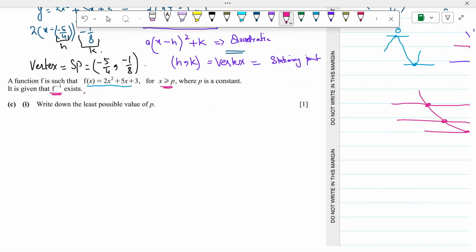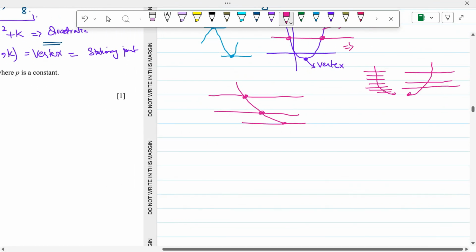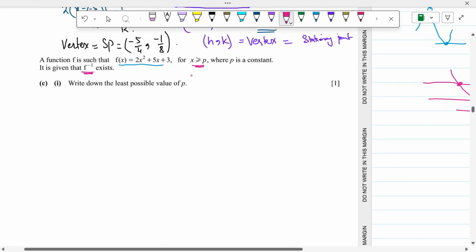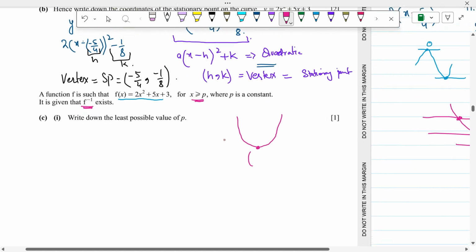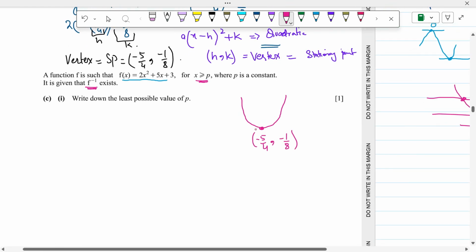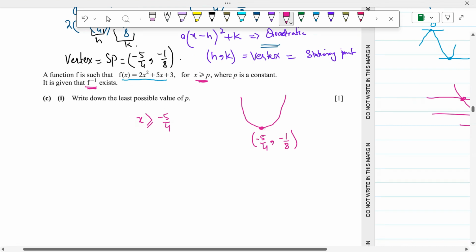The condition for the existence of the inverse function is that the function itself should satisfy the horizontal line test. The horizontal line test will only be satisfied if you take this half portion or this half portion. Now we know that this curve has a vertex, which we calculated in part B, at negative 5 over 4 or negative 1 over 8. This is the point of the vertex. If I say that the x coordinate is greater than or equal to negative 5 over 4, this is the point. When x is greater than negative 5 over 4, we will have this function.